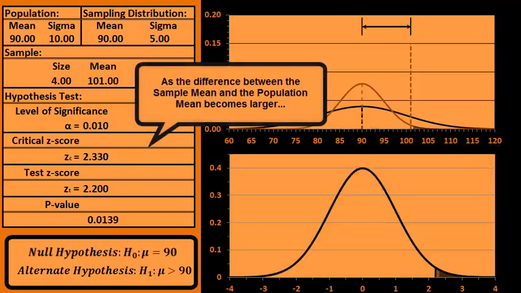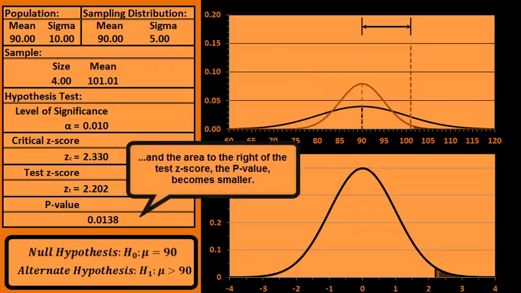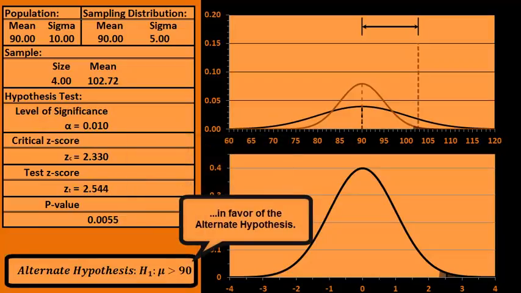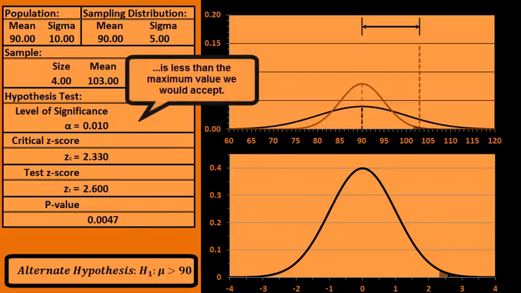As the difference between the sample mean and the population mean becomes larger, the test z-score becomes larger, and the area to the right of the test z-score, the p-value, becomes smaller. When the p-value is less than the level of significance, we are comfortable in rejecting the null hypothesis, in favor of the alternate hypothesis. This is the equivalent of saying the probability of making a type 1 error is less than the maximum value we would accept.